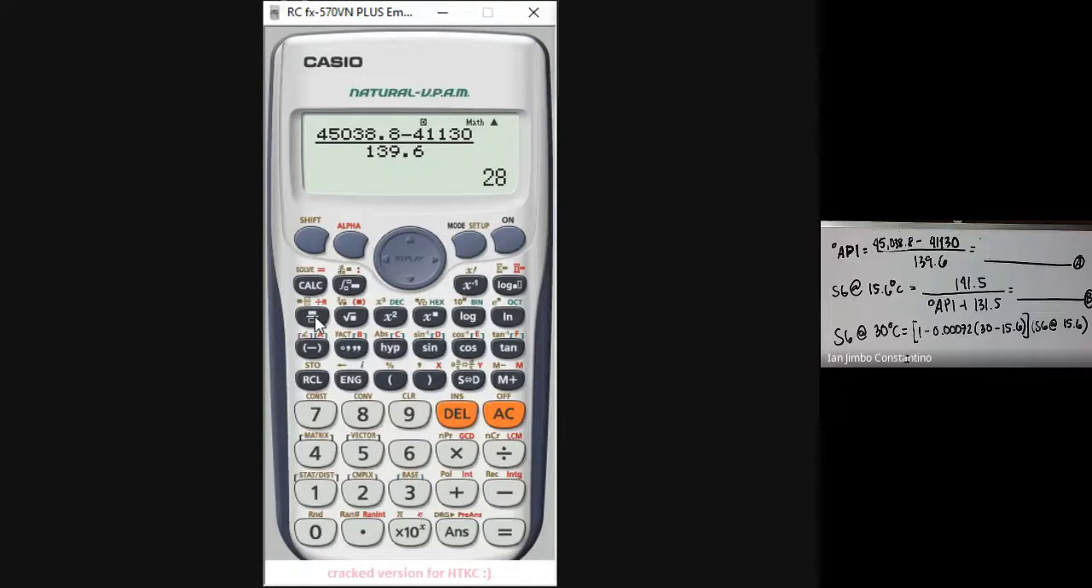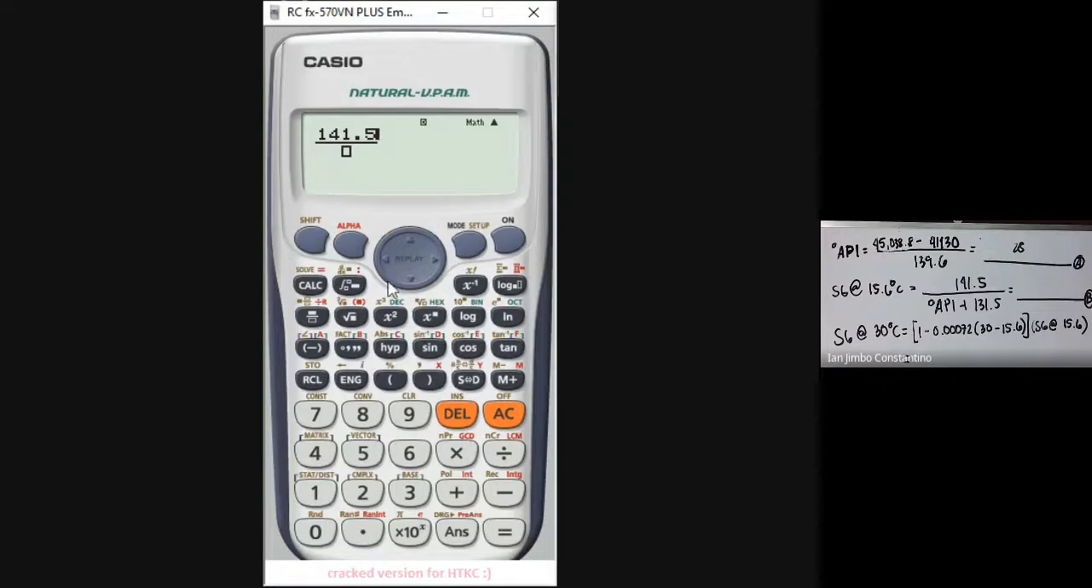So, the answer will be 28, correct? Mr. Tagupa is correct. Mr. Palad is correct. I can see them solving very quick. Yes, Mr. Tagupa, thank you. So, we will store this value at A. And then we'll solve for the SG at 15.6.